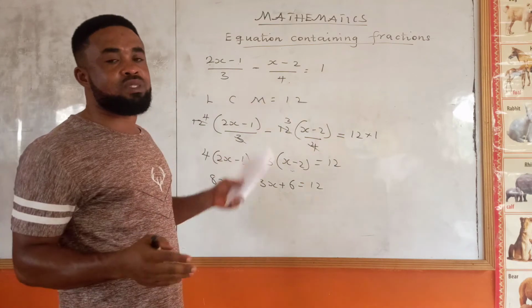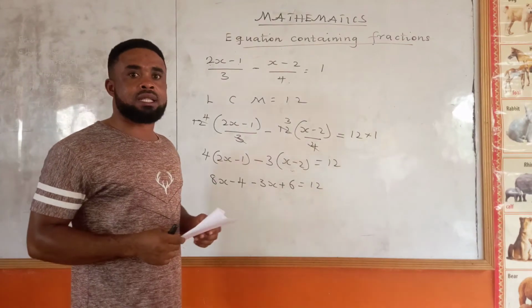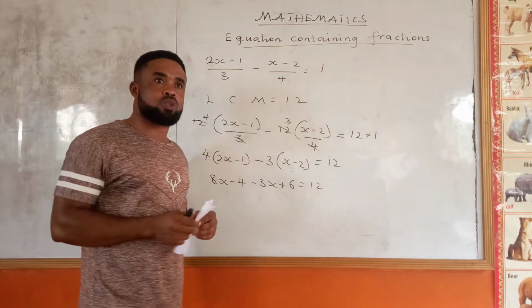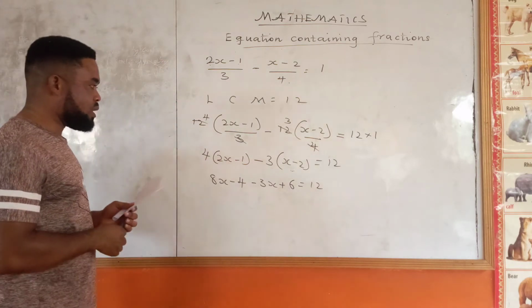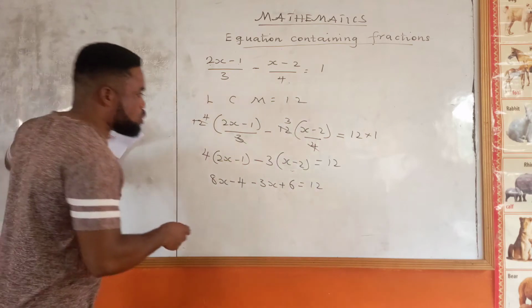I told you when the signs are the same, when you're multiplying, it gives a positive. When the signs are different, when you're multiplying, it is what? It gives a negative result. Good. So here we are done. Very, very simple. So let's group our like terms.